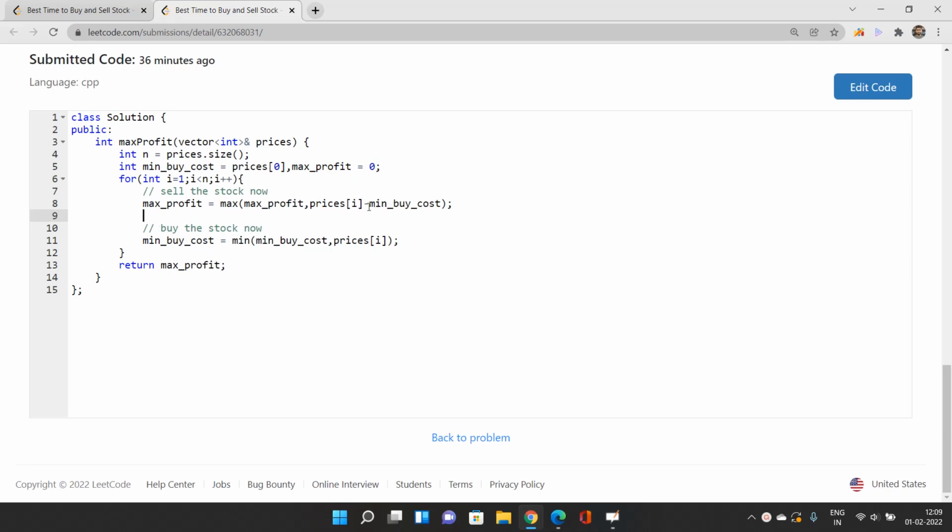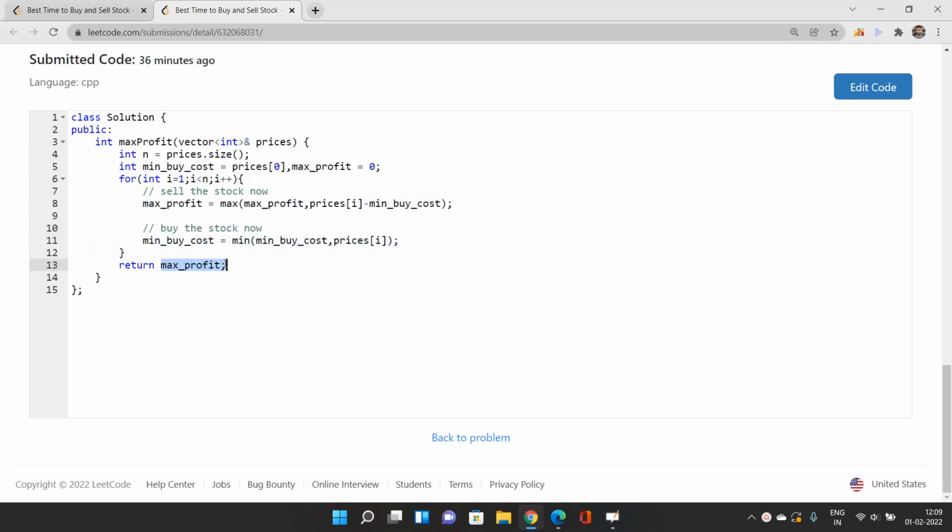Also you need to update this min buy cost every time with the current stock price. So min buy cost will be again the minimum of min buy cost and prices of i, because for any of the incoming days, you need to have the data of min buy cost. That is, you can buy the stock on any of the previous days from 0 to i minus 1, right? And that value should be minimum. That's why we need to update this min buy cost.